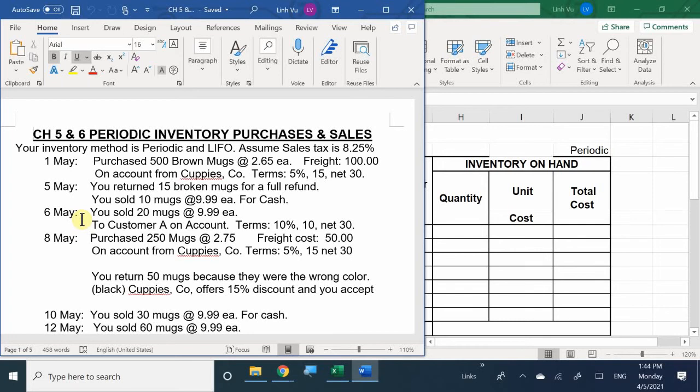So this is what a typical daily business transaction sales would look like, all right? Here's a few things that you should know. Your inventory method is periodic and it is LIFO. All right. Assume that sales tax is 8.25% and so on and so forth. So this is for the month of May.